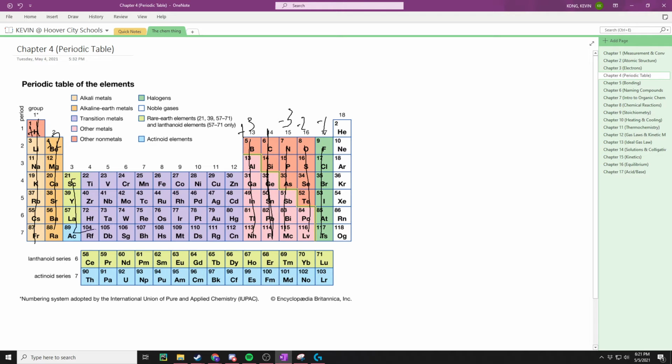You might have seen that I conveniently skipped this entire block of elements, and this is because these are the transition metals. They have weird properties, but for this class we're going to say that they can have any number of charges as long as they're positive.